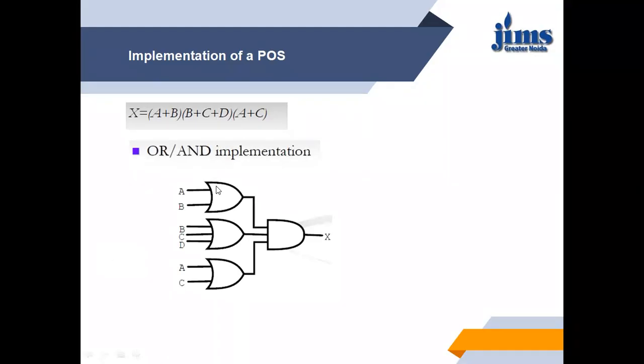The first gate provides an output a plus b. The next gate gives b plus c plus d. The next gate gives a plus c. All the terms are multiplied, and the multiplication is done with the help of an AND gate. The output of all the OR gates is the input to the AND gate, and we get x equals a plus b and b plus c plus d and a plus c. In this way we can implement a POS with OR gates as input and an AND gate at the output.